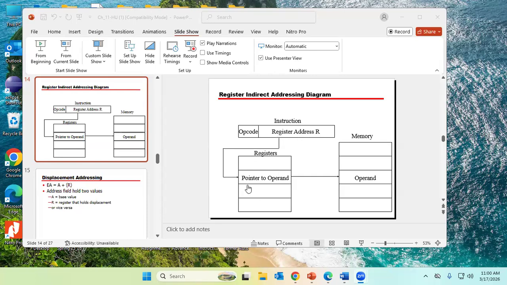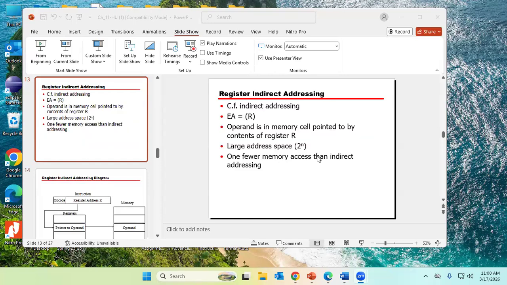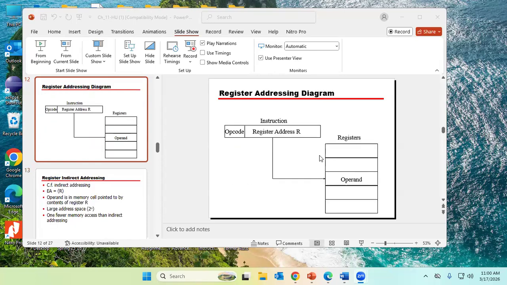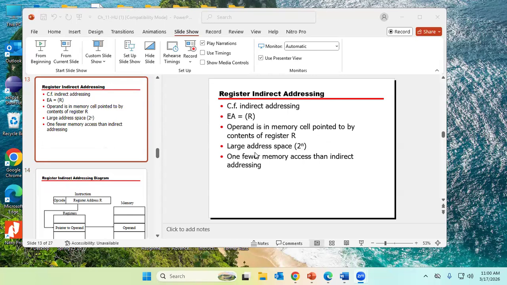Here we are saying that, now I go back here. Large address space, 2 to the power n. What does that mean? Now I need you to chat or talk to me, please.